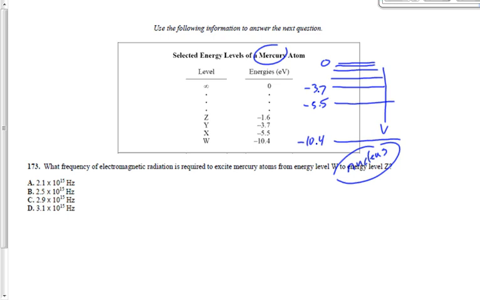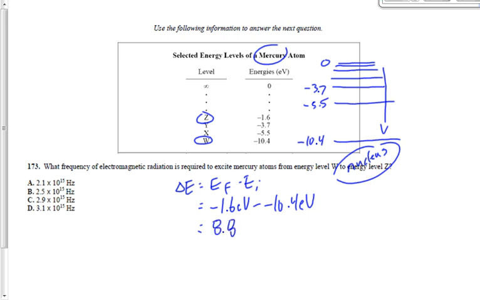All right, we want to know the frequency of EMR that's required to excite mercury from W to Z. From W to Z. So you could say the first level to the fourth level, if you want to think of it that way. It doesn't really matter. First of all, the energy difference is equal to final minus initial. So it's going to be negative 1.6 electron volts minus negative 10.4 electron volts. Well, what do you get when you do that? 8.8 electron volts, and it's positive.